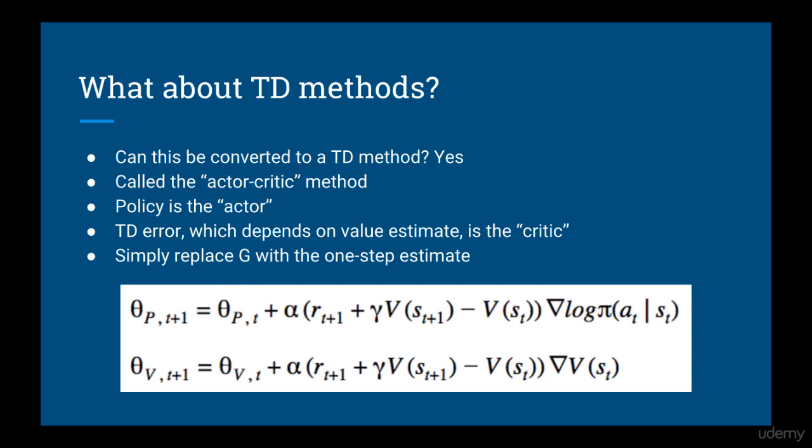A natural question at this point is, can you convert this from a Monte Carlo method to a TD method so that you don't have to wait for an episode to end before doing any updates? Of course this is possible, and in reinforcement learning this has a special name, the actor-critic method. It's called actor-critic because we think of the policy as the actor and the TD error, which depends on the value estimate, as the critic. So in the updates, all we do is replace g with the one-step estimate of g.